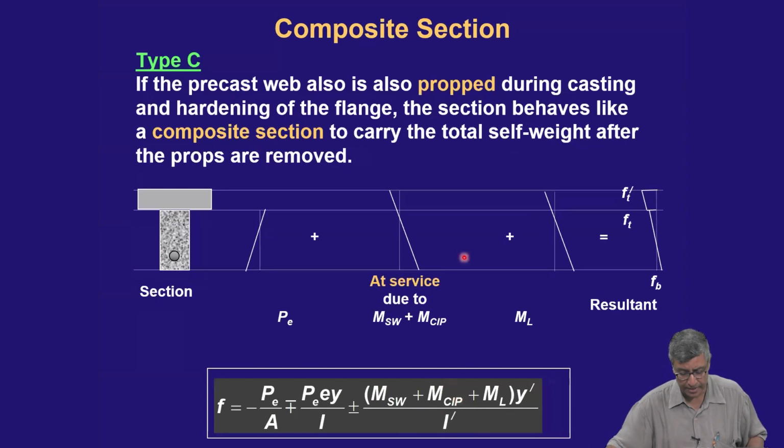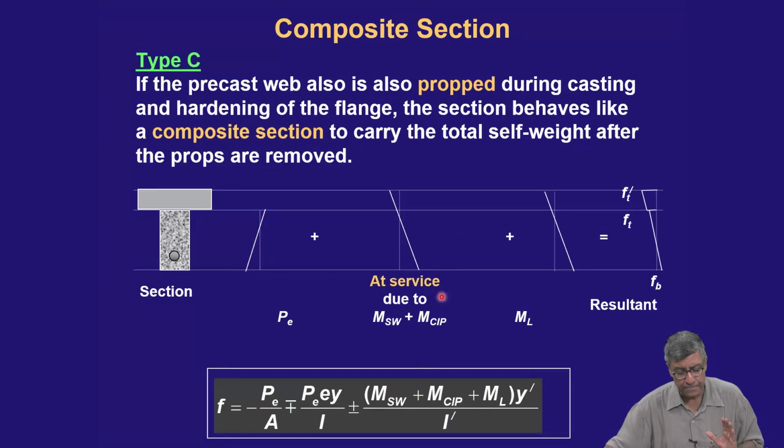If it is type C, that means the precast web, that means the precast member also, is propped. That's what we had seen at the site during the casting. Then the section behaves like a composite section even for the full weight of the member. That means the precast has its own stress diagram.